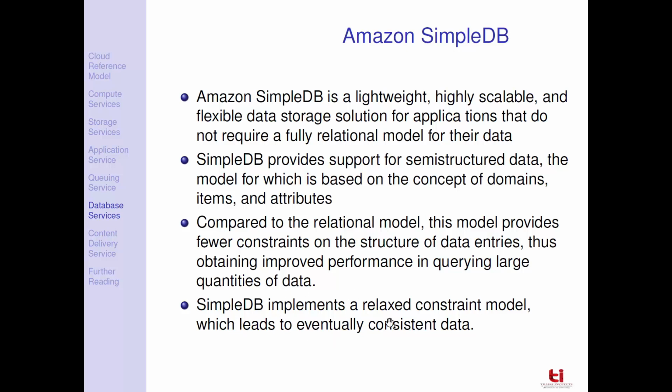Moreover, this implements a relaxed constraint model, which leads to eventually consistent data. We have discussed what is eventually consistent data. That means if there are multiple copies and one is updated, the others will be eventually updated. So that means it does not follow a strong consistency model. It follows an eventual consistency model in a distributed infrastructure.